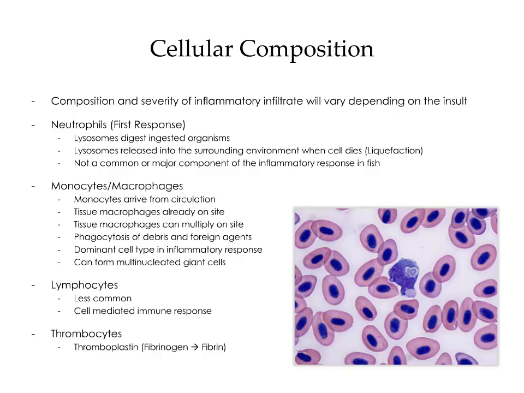Lymphocytes are less common. These are part of the cell-mediated immune response, and you're more likely to encounter them with chronic inflammation. Thrombocytes are involved in hemostasis. They release thromboplastin, which is responsible for the polymerization of fibrinogen to fibrin.